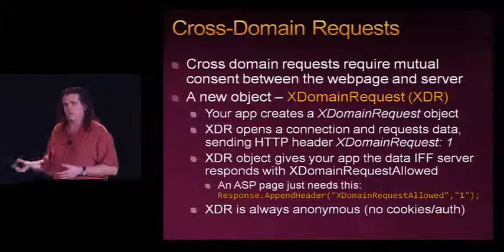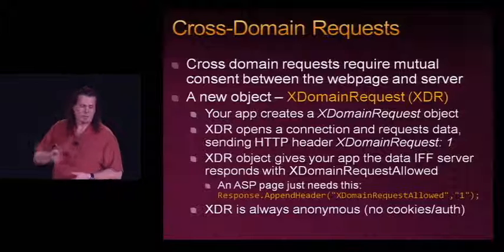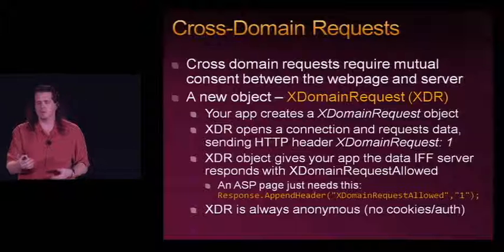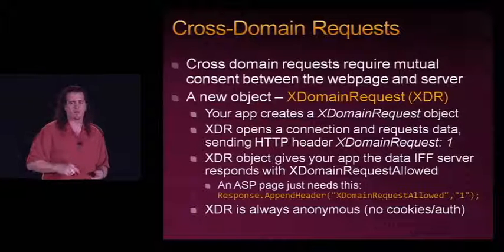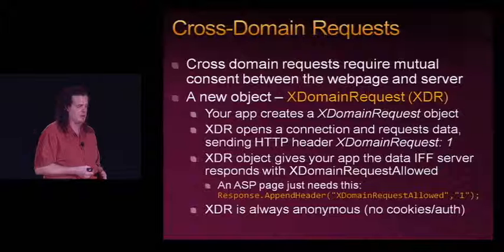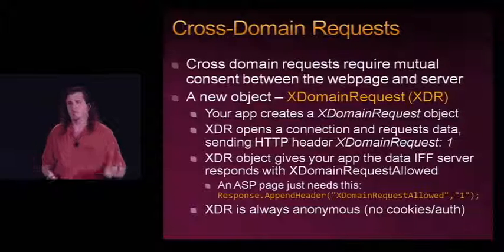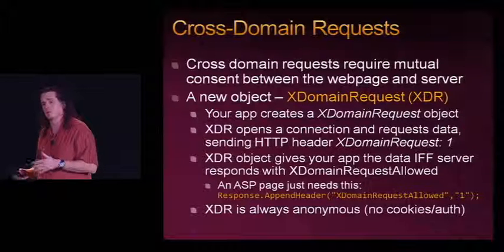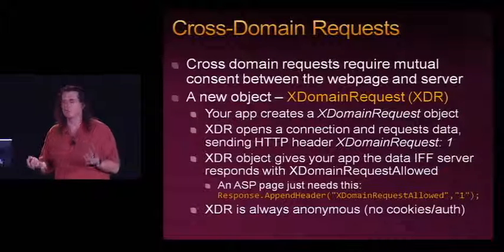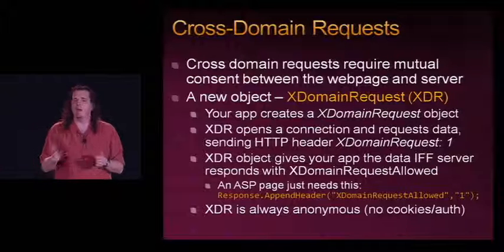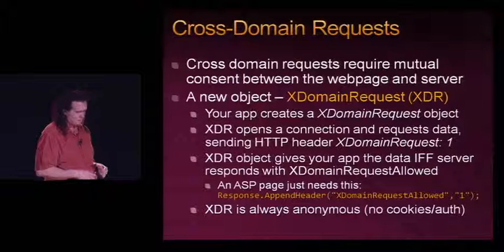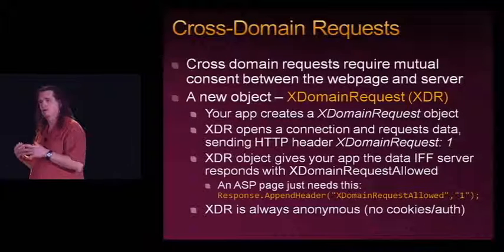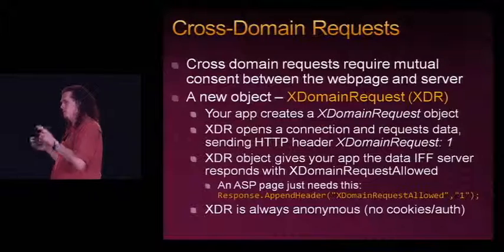This really works very much like XML HTTP request, but the big difference is that when we send the request, we tell the server at the other end, this is a cross-domain request. We're trying to make a cross-domain request. And the server has to reply with an HTTP header that says, hey, it's okay to do a cross-domain request. That basically says both sides are giving mutual consent and saying it's okay to transfer this data across domain. Cross-domain requests are also always anonymous. There's no cookies, no authentication, anything like that that could be considered private data.